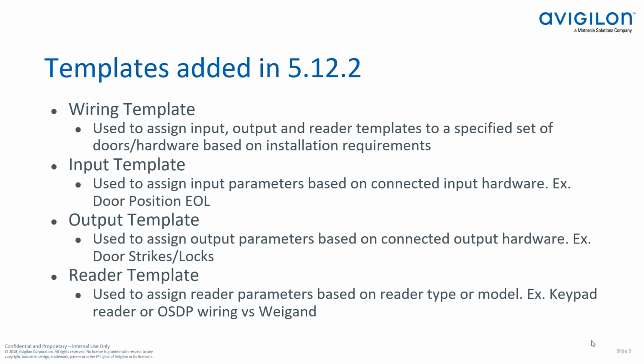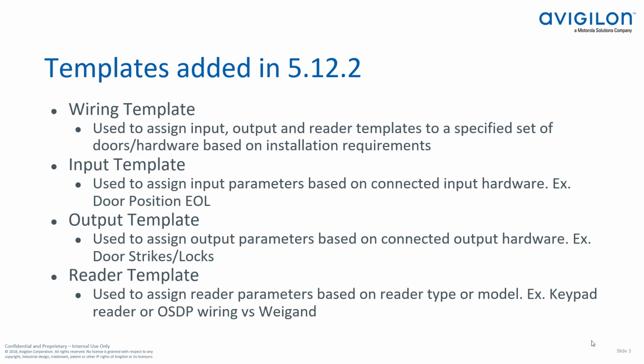The wiring template is used to assign input, output, and reader templates to a specific set of doors or hardware based on installation requirements. The input template is used to assign input parameters based on the connected input hardware. An example of this would be all of the door position switches in your system require a normally open end-of-line resistance versus a normally closed. We can now create a template based around that requirement.